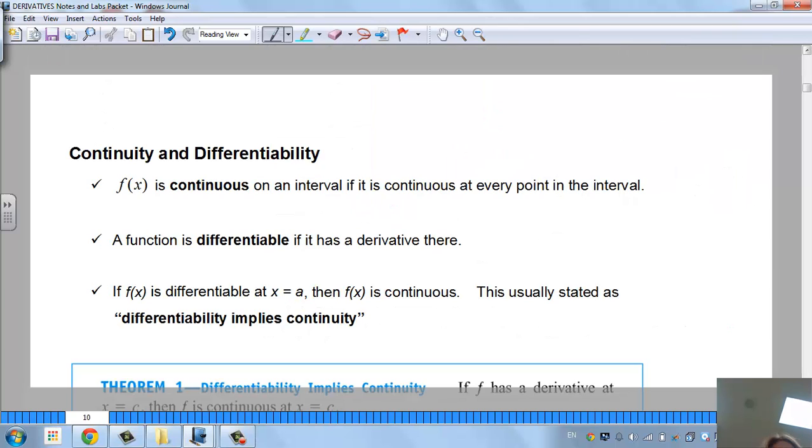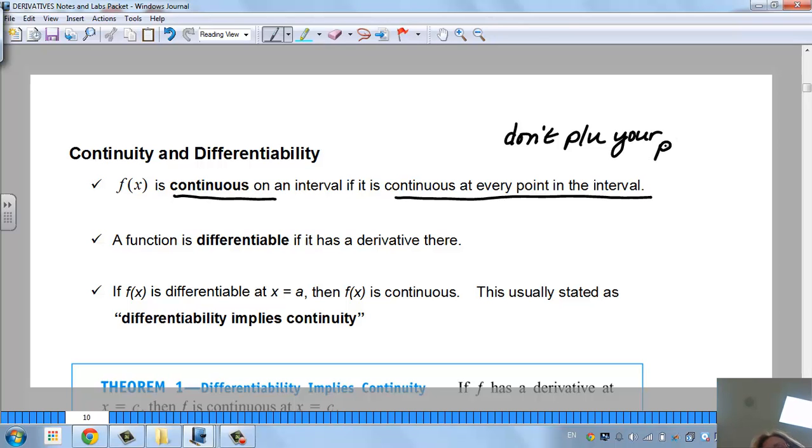Okay. All right, now let's talk about continuity and differentiability. Now we've talked about continuity before, and we always said a function is continuous on an interval if it's continuous at every point in the interval. And remember we said if you don't pick up your pencil, then you know it's continuous. A function is differentiable if it has a derivative there. So basically, if I say it's differentiable, that means there's a derivative there.